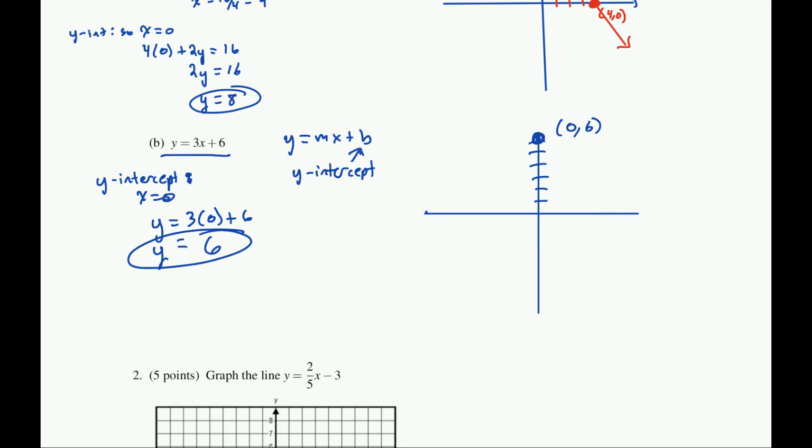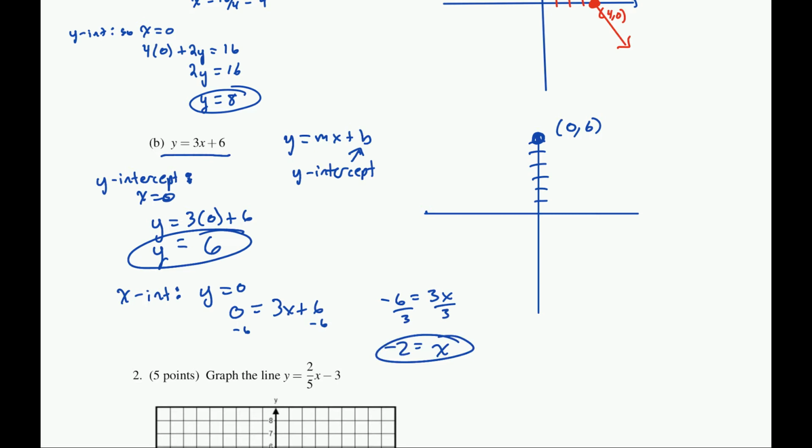Then you do the same thing for the x-intercept that we did for the previous problem. So for the x-intercept, we know that y should be 0. So you have 0 equals 3x plus 6, going back to this original equation, and then you solve for x. So you subtract 6: negative 6 equals 3x. Divide both sides by 3, and x is negative 2.